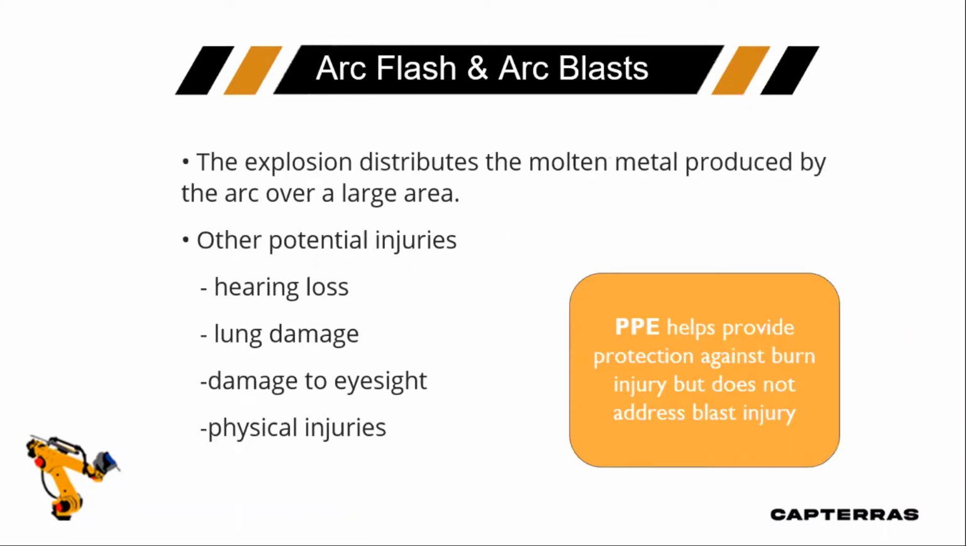Arc flash and arc blast. The explosion distributes the molten metal produced by the arc over a large area. Other potential injuries can be hearing loss, lung damage, damage to eyesight, and physical injuries. As a note, PPE helps provide protection against burn injury but does not address blast injury.